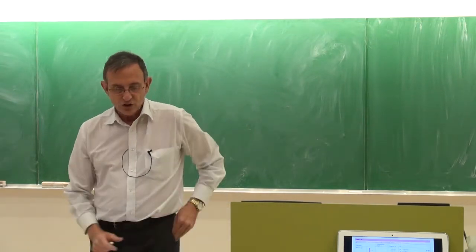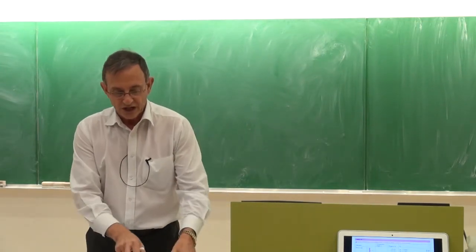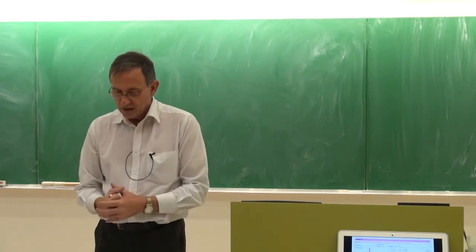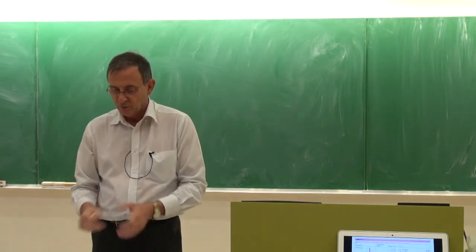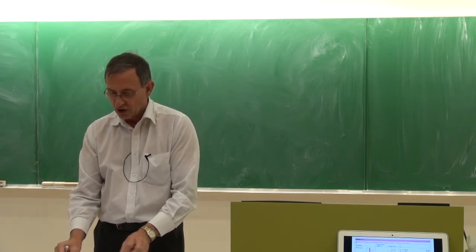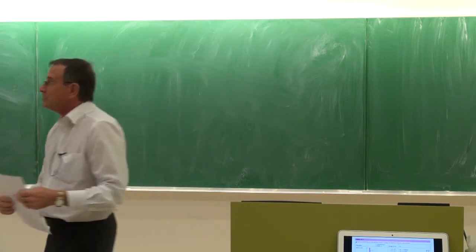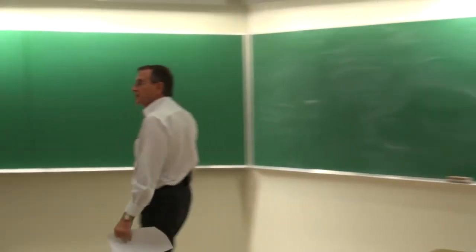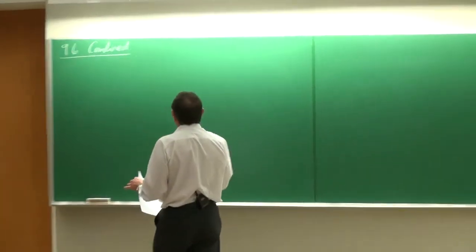Okay, ladies and gentlemen, let's continue with chapter 9 on natural convection. Today we're going to do combined natural and forced convection, and we make use of the textbook of Cengel and Ghajar. Paragraph 9.6, combined natural convection and forced convection.